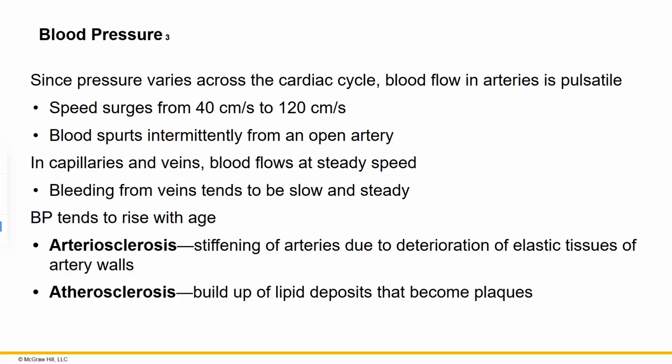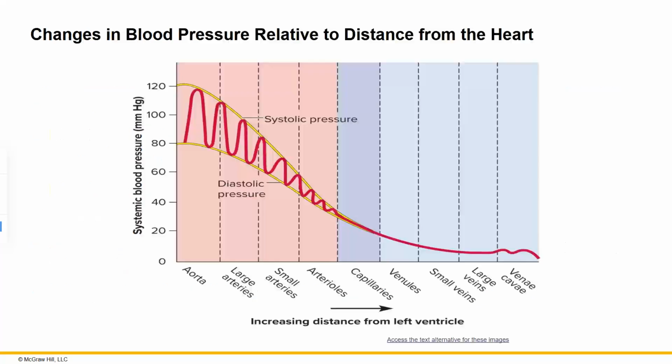Arteriosclerosis is the stiffening of arteries due to deterioration of the elastic tissues of the artery walls, and atherosclerosis is the buildup of lipid deposits that become plaques. So this is a diagram that shows the changes in blood pressure relative to distance from the heart. So obviously the farther away, the lower the pressure.